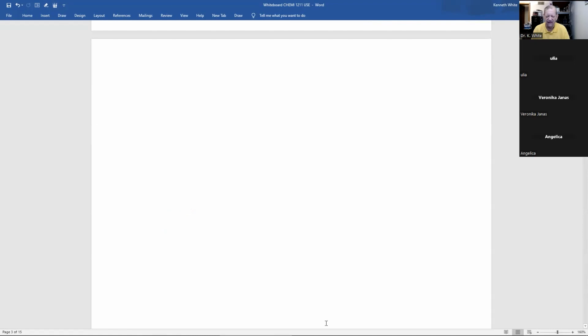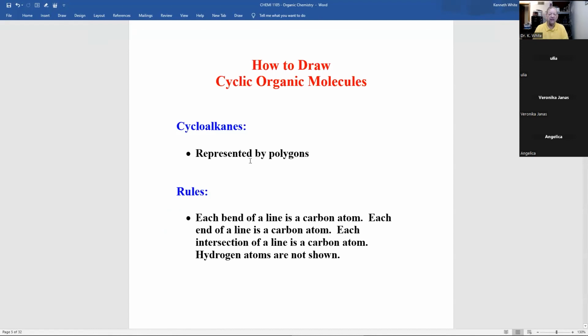Now, for a polygon or for a ring, which are represented by polygons, poly, many-sided, each bend in a line is a carbon. Each end of a line is a carbon. Each intersection of a line is carbon. And hydrogens are not shown.